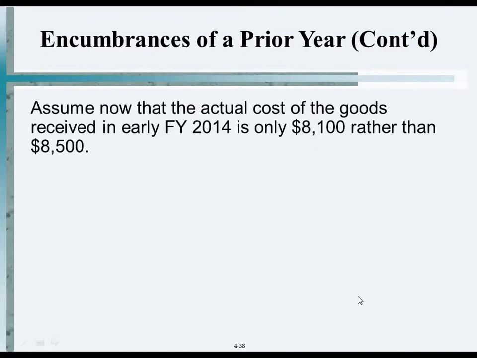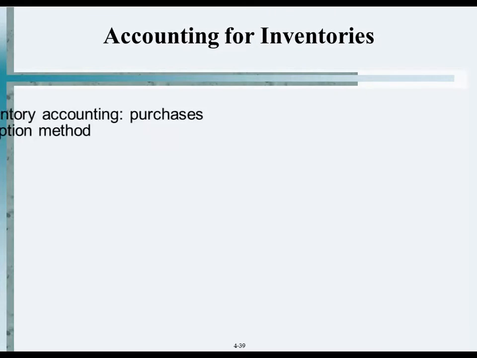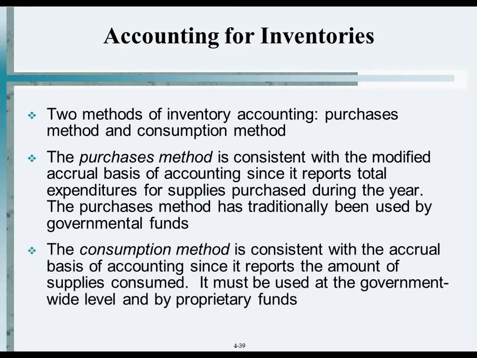So what if it were less? Same thing. You still reverse the same entry, but now you book expenditures for 2013 of only $8,100. Now, this is not a major area in governments. We don't have issues with inventories. Governments don't carry a lot of inventories. 90% of the governments I know, when you buy something, inventory, you pretty much show it as an expenditure, and it's over.